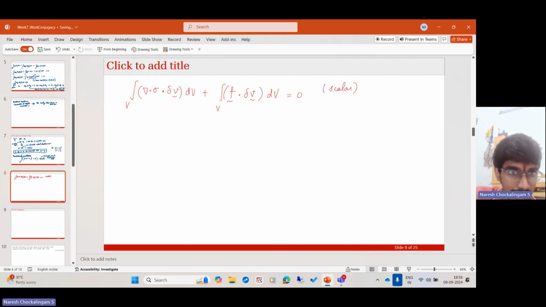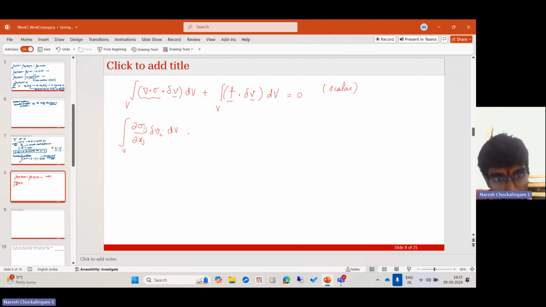Now here again, look at this expression. Start with the index notation. What is del dot sigma? Del dot sigma is dou sigma ij by dou xj ei, but you are again dot producting with another vector field del v. So this is the ith component of the divergence of sigma, and the dot product is just del vi. So i gets contracted and you get what you expect.